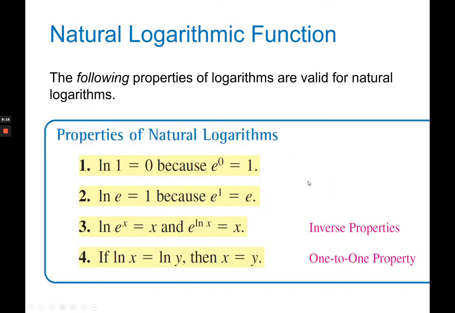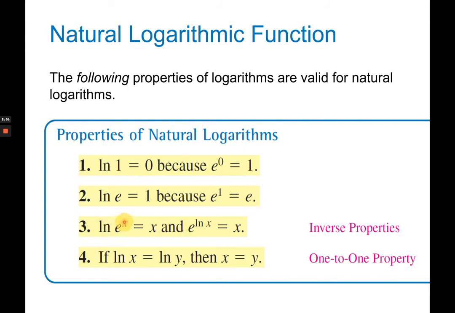Now, the following properties of logarithms are valid for natural logarithms. It's actually the same, except that there's a different representation. Remember, ln is logarithm base e. Logarithm base e of 1, or ln 1, is equal to 0, because e raised to 0 is equal to 1. Logarithm base e of e, or ln e, is equal to 1 because e raised to 1 is equal to e.